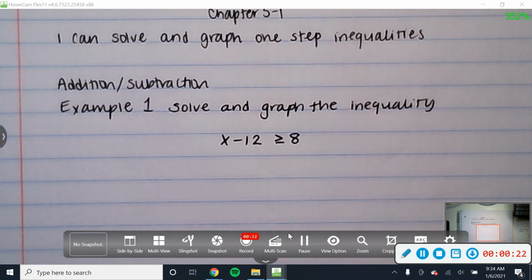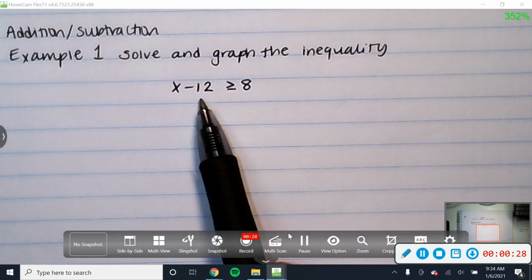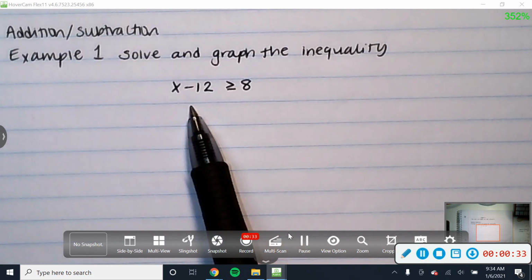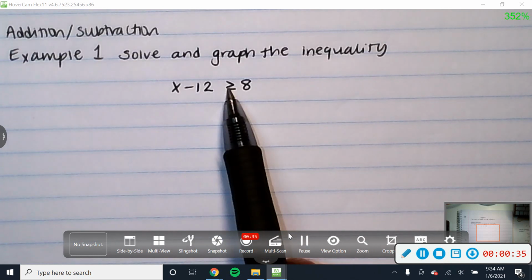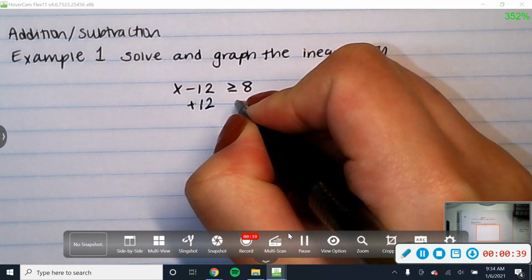These are really straightforward. It's just like how you solve a normal equation. So in a normal equation, when we're solving for x, we would add 12 to both sides because we would want to do the opposite operation. We're doing the same thing here. There's just an inequality symbol instead. So plus 12 on both sides.